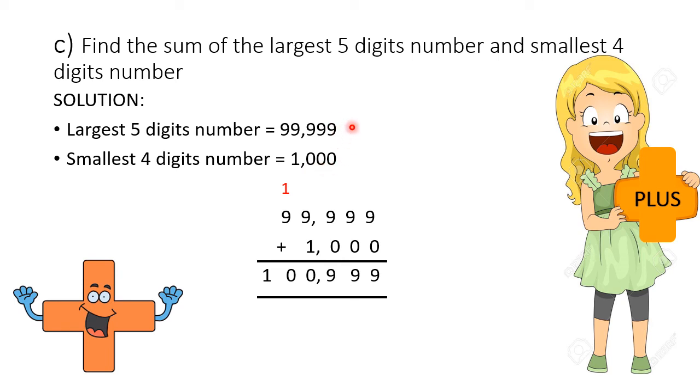Once you have written these two numbers, what you have to do is, this sum means you have to add up these two numbers. Again, you will copy down these two numbers in vertical form and then add them up, and after adding these numbers, this will be your answer.